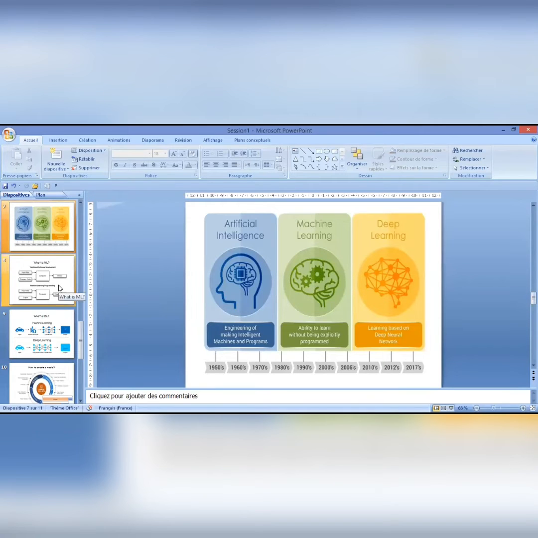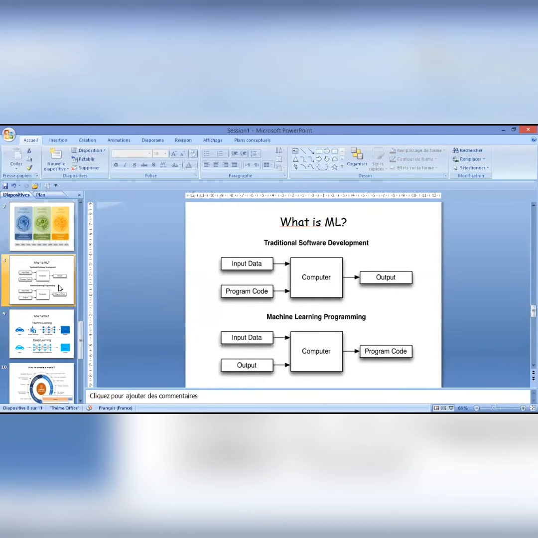So to explain more, what is machine learning? We already said that machine learning is the ability of the machine to learn, and it is a group or an ensemble of algorithms and methods to give the machine the ability to learn from data. Okay, so what is actually the difference between traditional software development and machine learning?